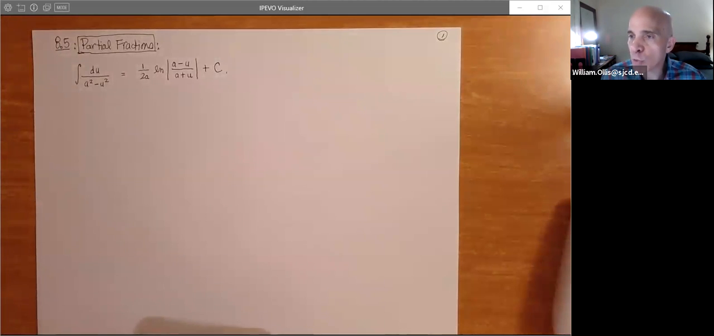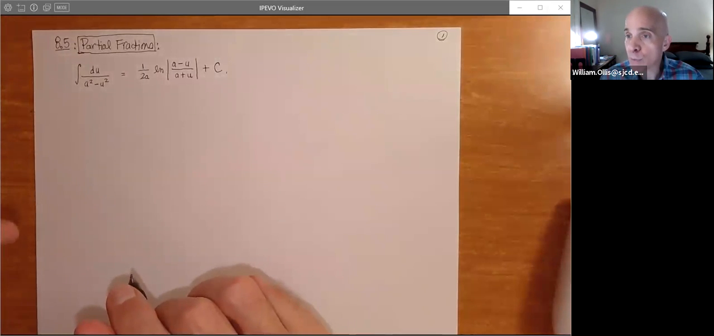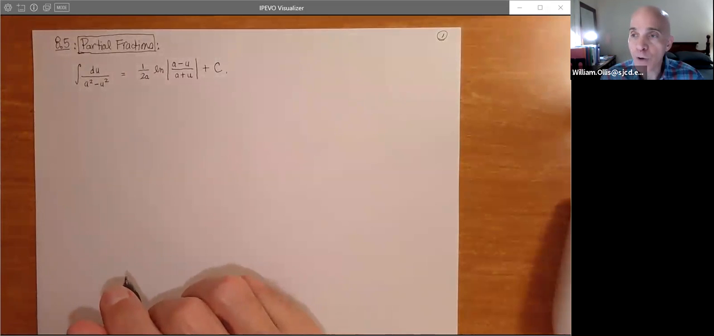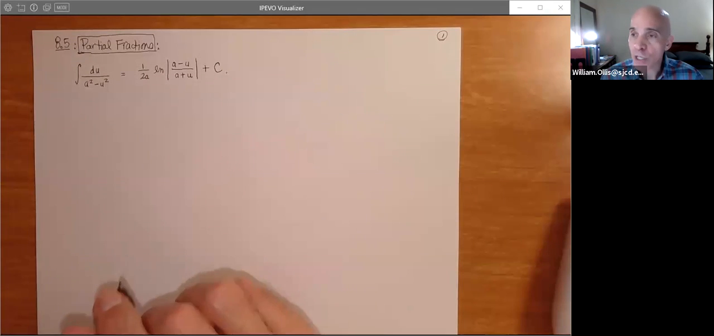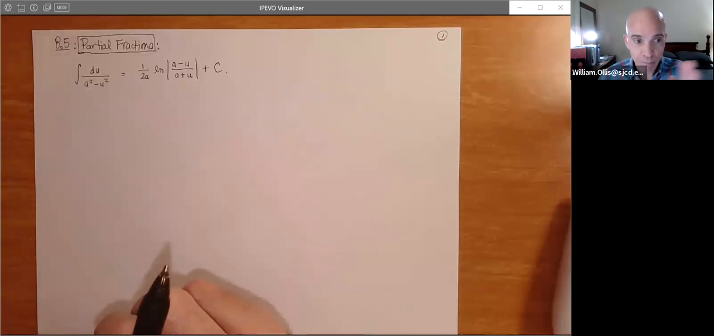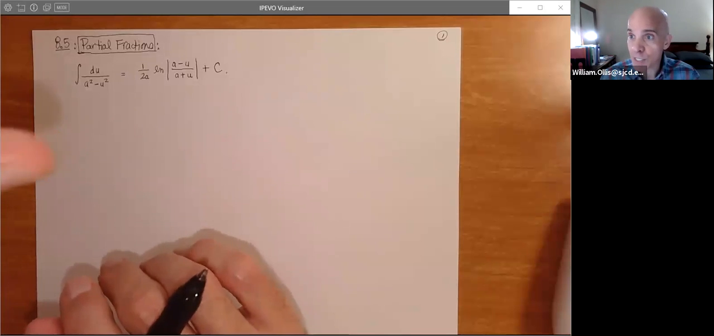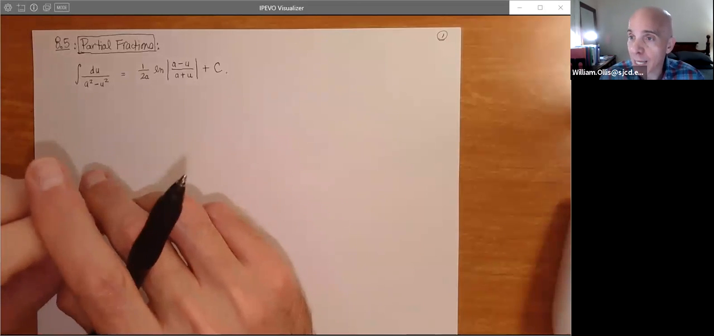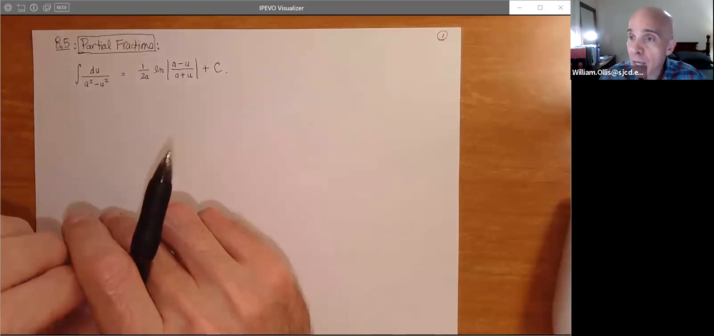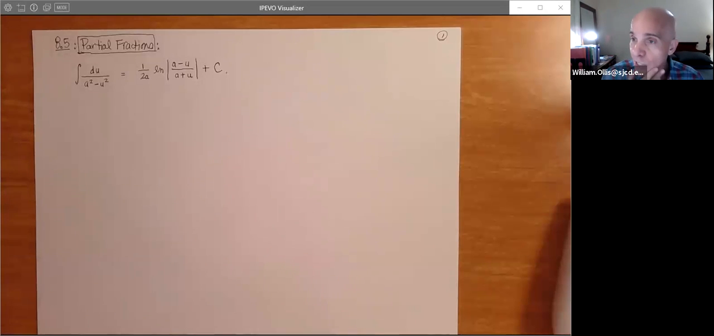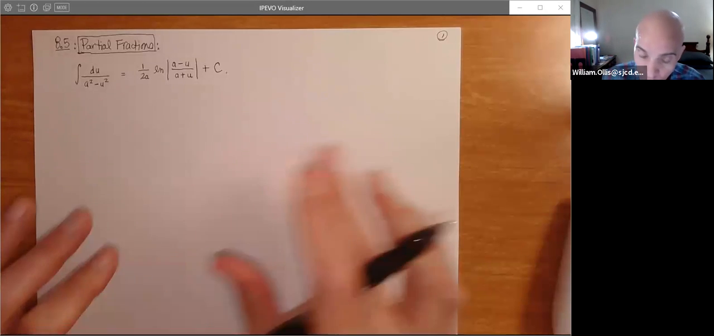Now, what other types of expressions would we need to deal with? Well, since we're dealing with real expressions in calculus, we could have irreducible quadratics. That is with the fundamental theorem of algebra. As long as we have real zeros, we can just map it out with linear factors, x minus the zero, et cetera, like you did in pre-cal and college algebra. But the other case is when we actually have what we call irreducible quadratics.